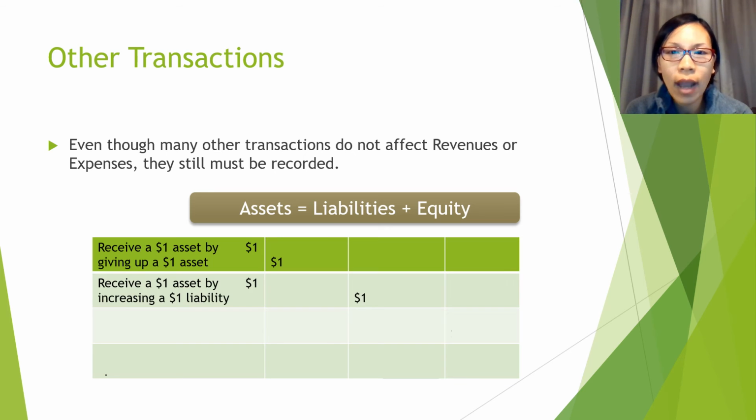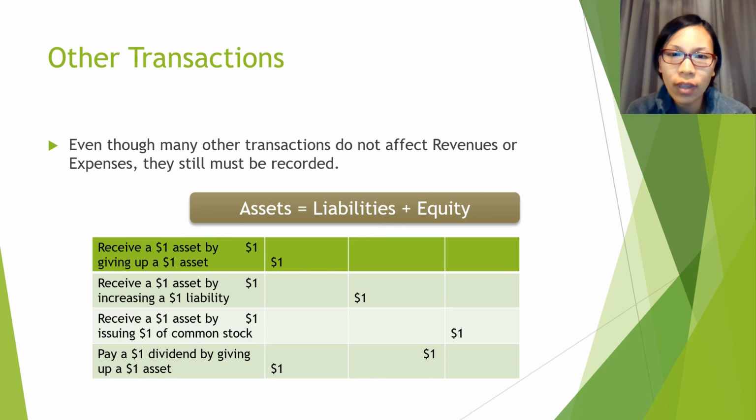If you receive a dollar of asset but increase a dollar of liability, assets will increase, liability will increase, but net income is not affected. If you receive a dollar of asset by issuing a dollar of capital stock, assets will increase and equity will increase. Net income is not affected. If you pay a dividend by giving up a dollar of asset, equity will decrease and assets will decrease, but net income is not affected.